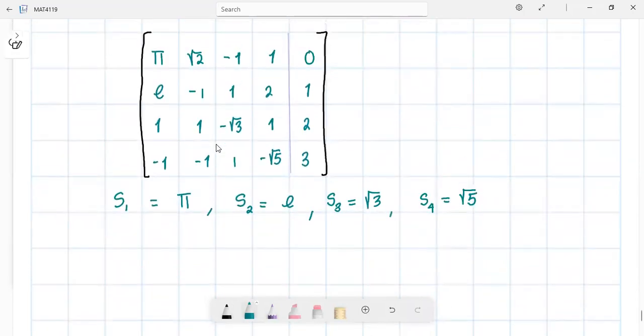The next step is to take these scaling factors and divide all the elements in the first column by their respective scaling factors, and from that we're going to get the maximum. So in this first column, we're going to divide those elements by their scaling factors. We divide pi, the first element, by the scaling factor in that row, which is pi as well. So pi divided by pi.